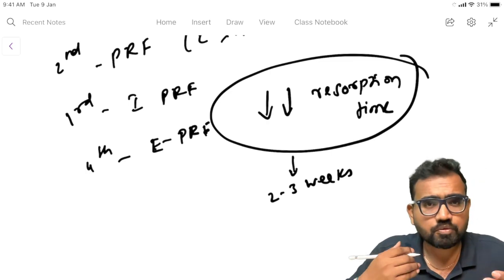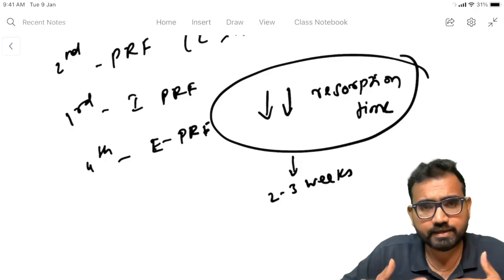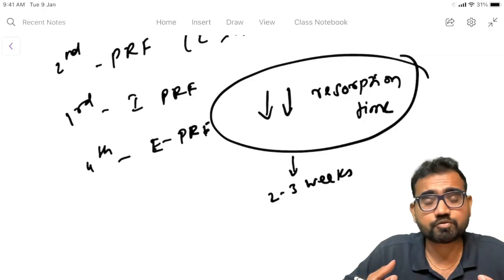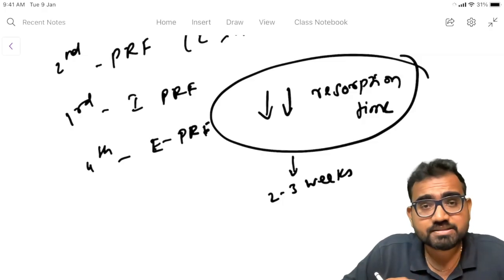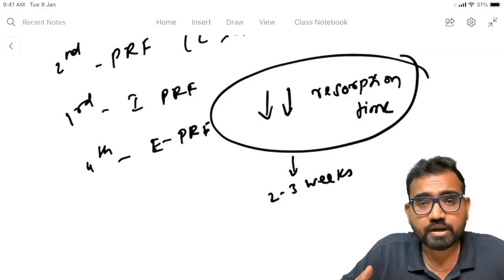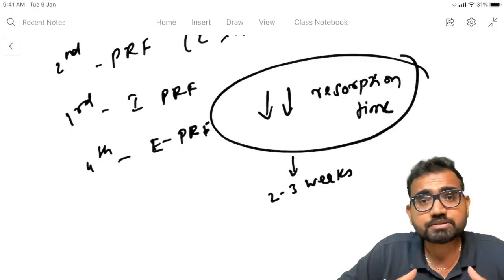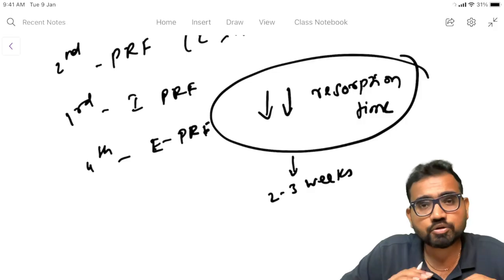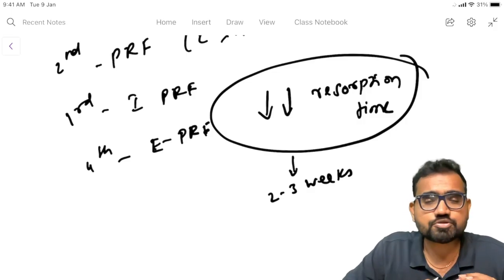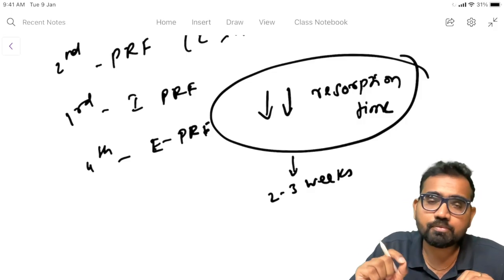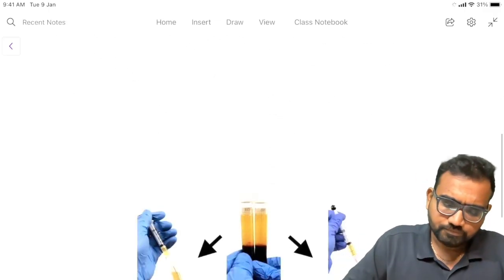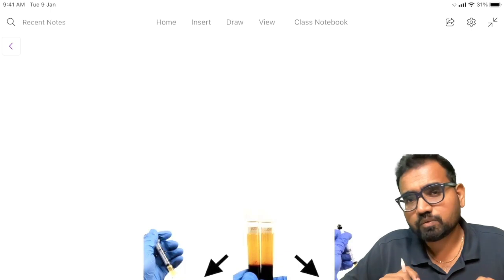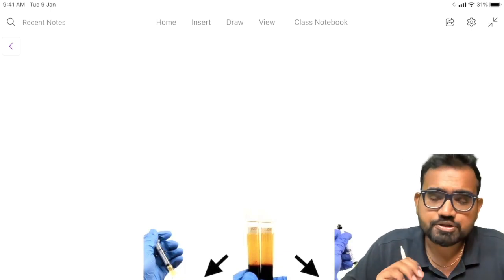Over a period of time, they found out that heating a PRF causes some kind of process which I'll tell you about. By doing this, the PRF resorption rate is increased. The evolution of that PRF is called the extended PRF or albumin rich PRF. I'll tell you a very simple protocol of how the extended PRF or albumin rich PRF is prepared.